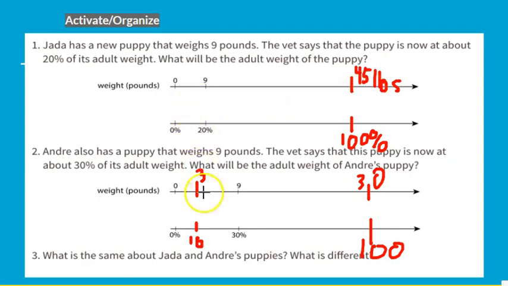So even though both of them weigh 9 pounds right at the moment, Jada's puppy's 9 pounds is only 20% of what the puppy will weigh when it's an adult, whereas Andre's 9-pound puppy is 30% of the total.